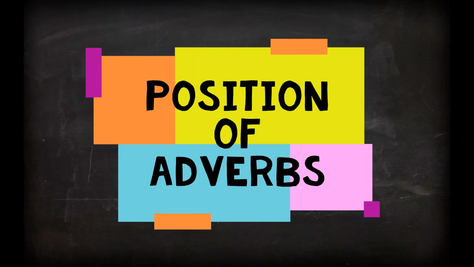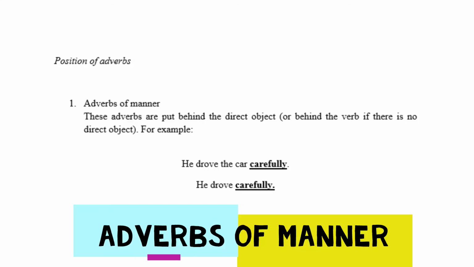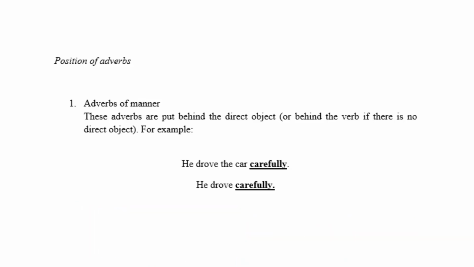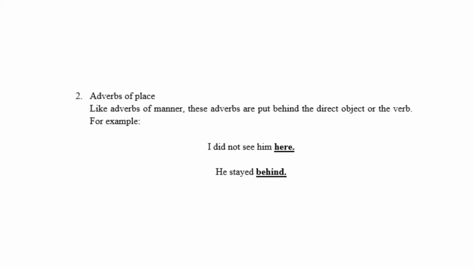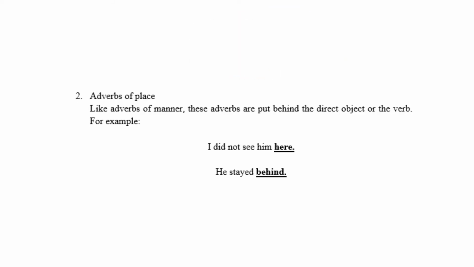Position of adverbs. Adverbs of manner. These adverbs are put behind the direct object or behind the verb if there is no direct object. For example, he drove the car carefully. He drove carefully. Adverbs of place. Like adverbs of manner, these adverbs are put behind the direct object or the verb. For example, I did not see him here. He stayed behind.